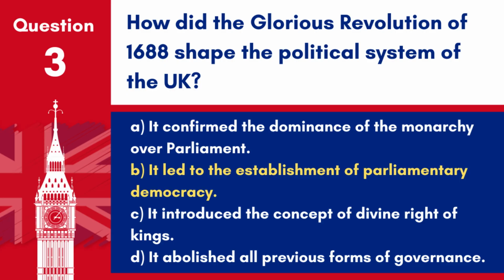Answer: B. It led to the establishment of parliamentary democracy. The Glorious Revolution decisively established the supremacy of Parliament over the Crown, which was a turning point towards constitutional monarchy in Britain.